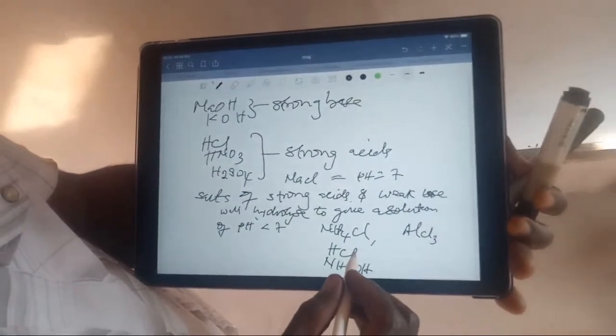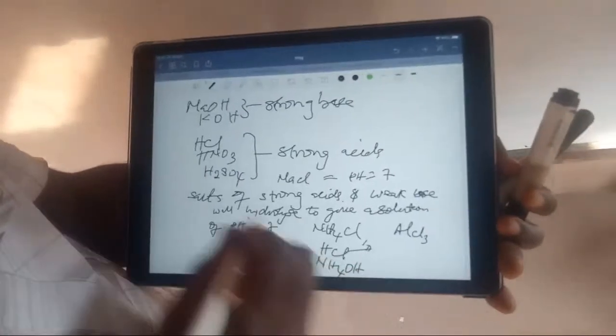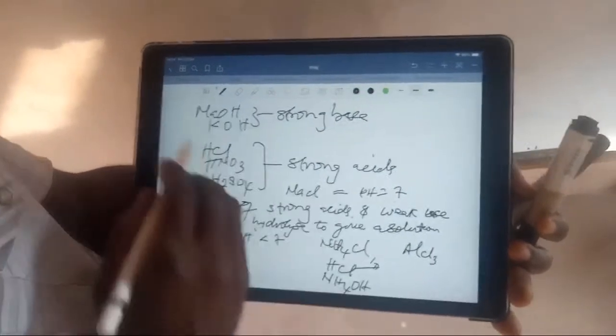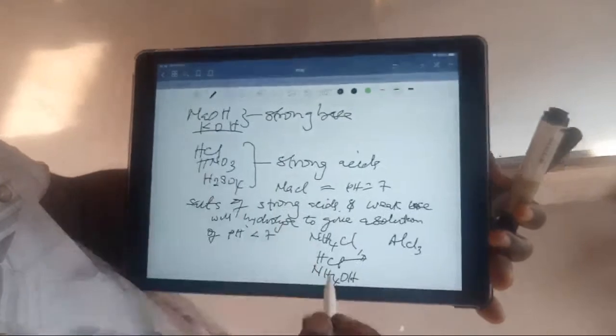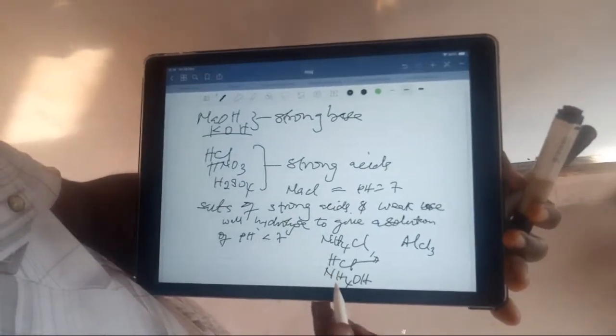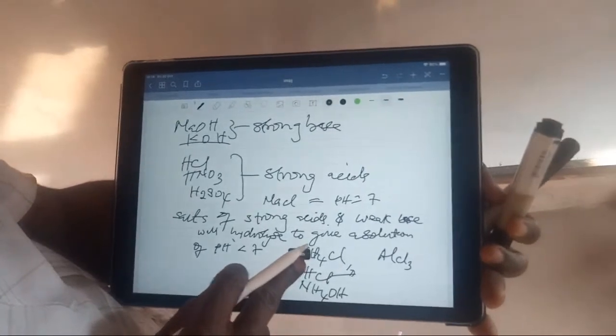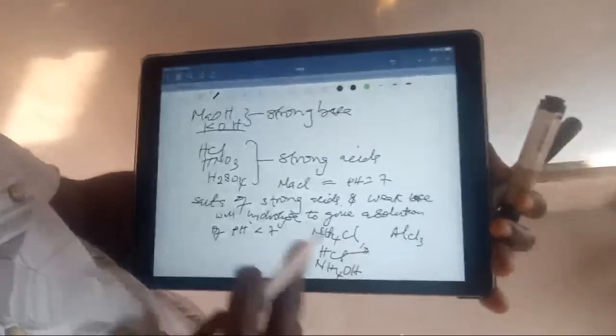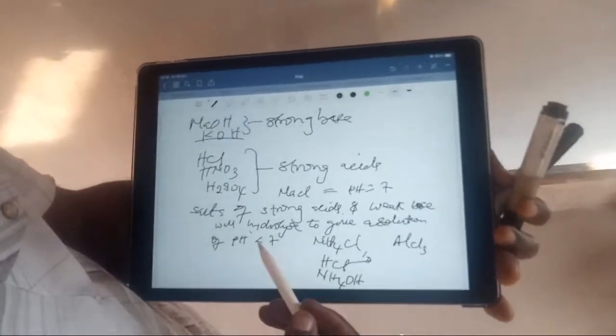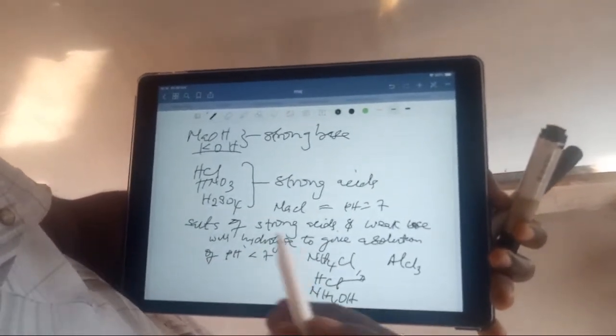HCl here is a strong acid. Check this, ammonium hydroxide is not there, so it's a weak base. So this is a salt of strong acid and weak what? Base. So which means if you dissolve ammonium chloride in water, it will turn blue litmus paper red because it will have a pH less than 7. That is it for salt hydrolysis.